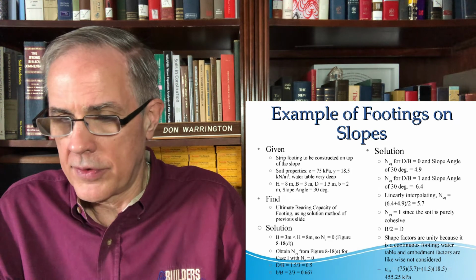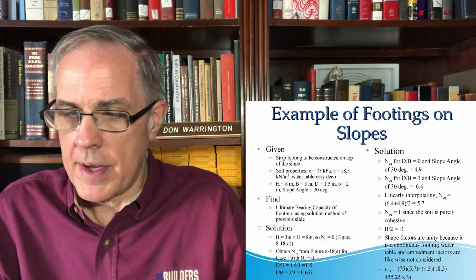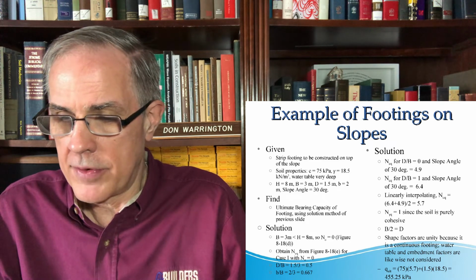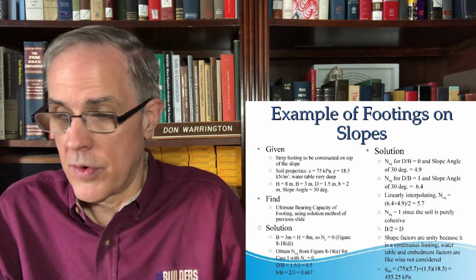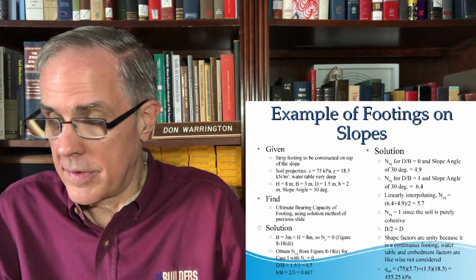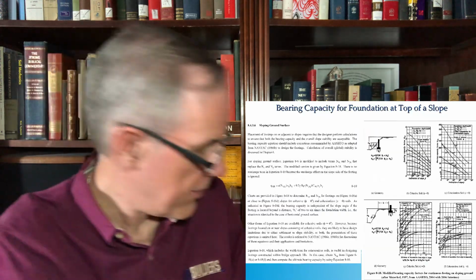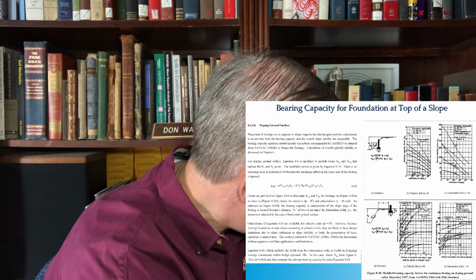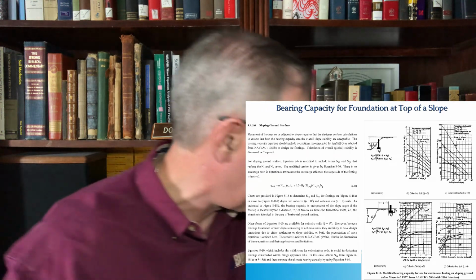Ultimate using solution. First, B is 3 meters, which is less than the height of 8 meters, so N sub naught is equal to 0. And that is given in figure 8-18D. What that is, this right here, like I said, is the first thing you do. And you move from here either to here or here over to here, depending on what soil you've got.